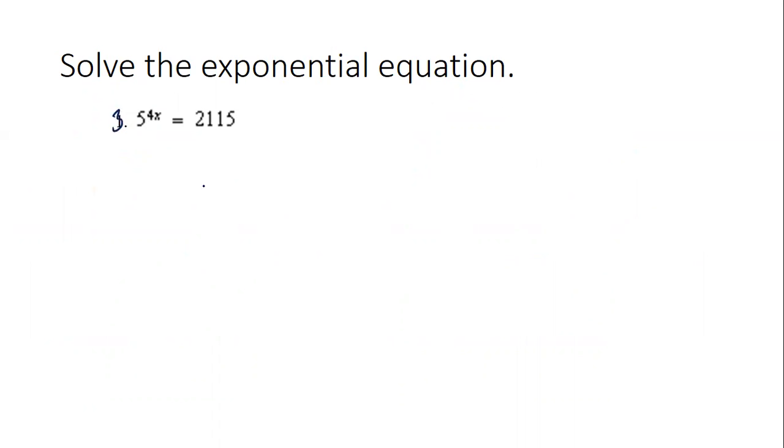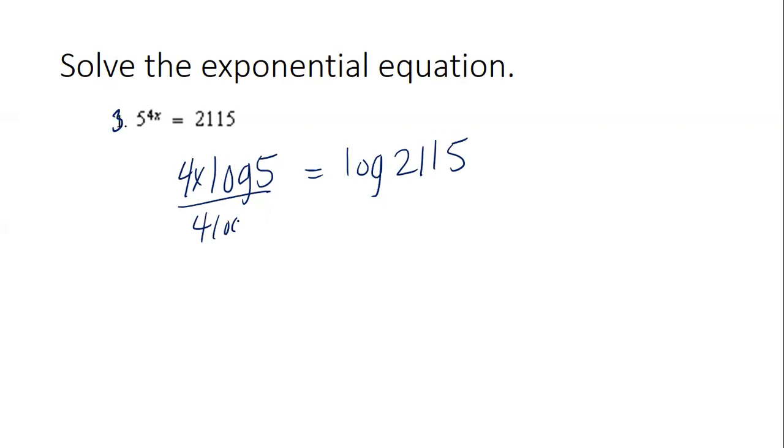So this is example number 3. I look and I see that there's no hope, so I'm just going to jump straight into the log. So I have log 5 to the power, the exponent, equals log 2,115. And I'm going to divide by 4 log 5, which cancels that out. Divide by 4 log 5, and I'm going to get the approximate value.